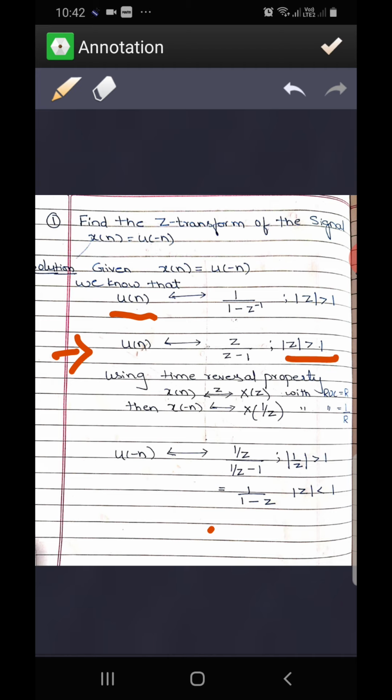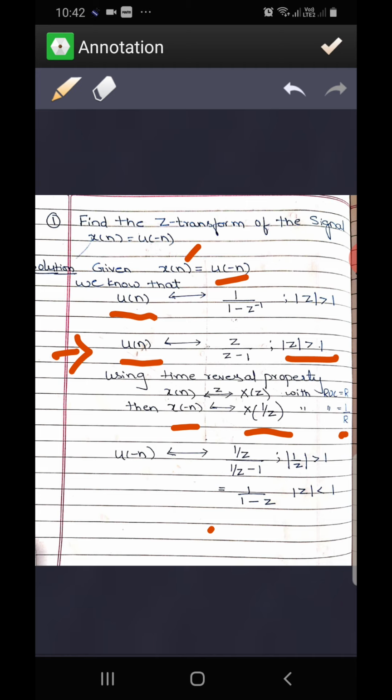Now here we want u of minus n, which is nothing but x of minus n. So we use the time reverse property: if x of n has z transform x of z, then x of minus n has z transform x of 1 by z, where the ROC changes by 1 by r.